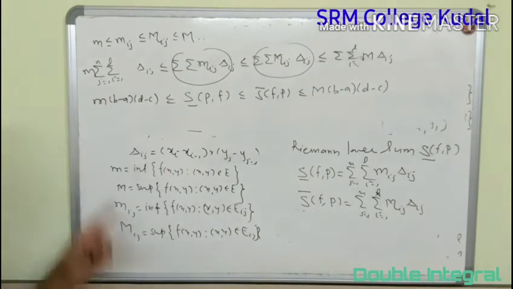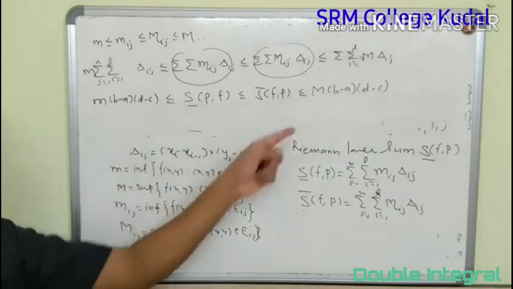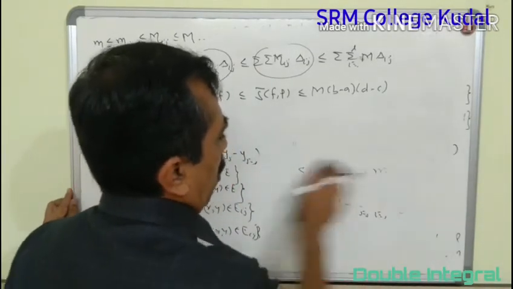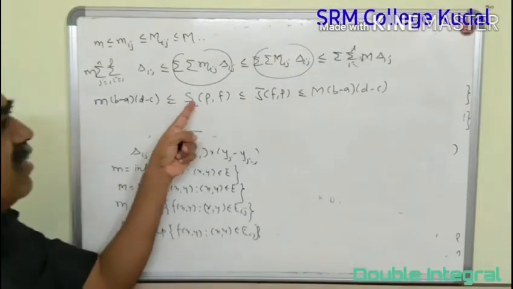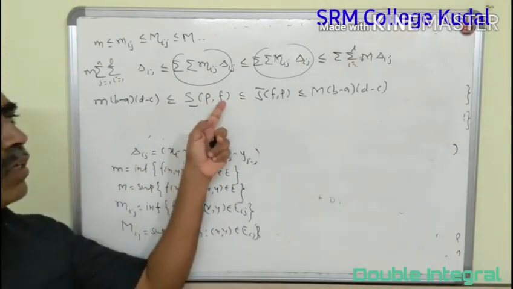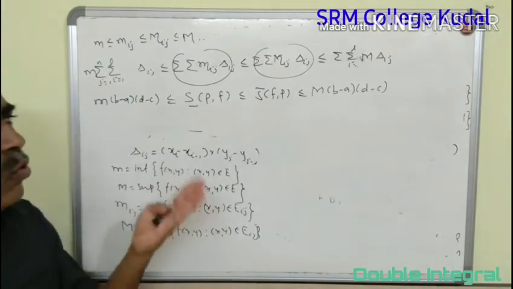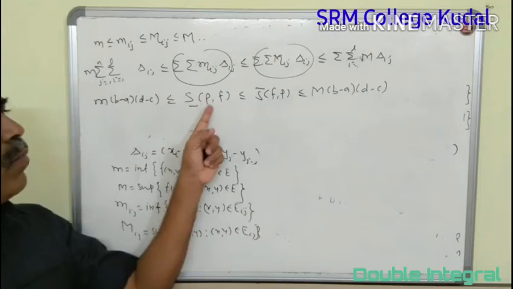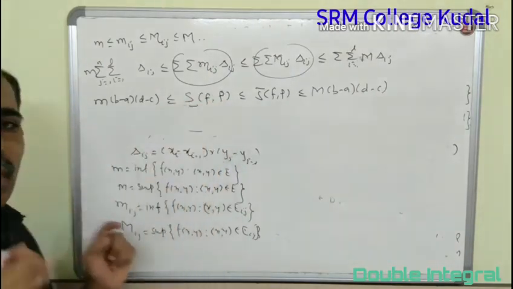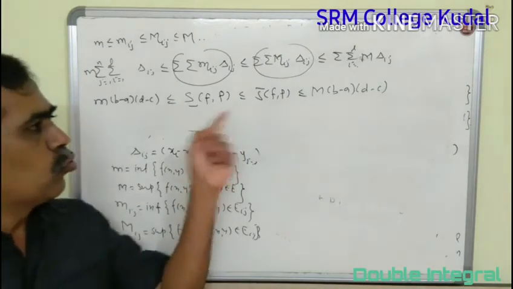So this is the relation between lower sum, upper sum and all these numbers. Now just observe: this is any lower sum of the function f with respect to a partition P, and any upper sum of f with respect to a partition P. As I have told you, there can be infinitely many partitions for a rectangle E.